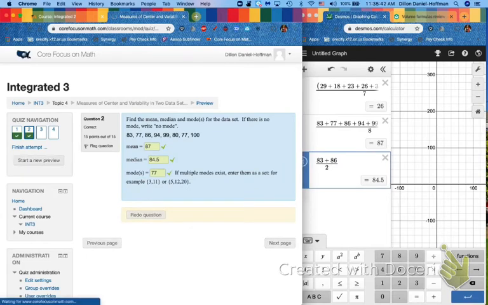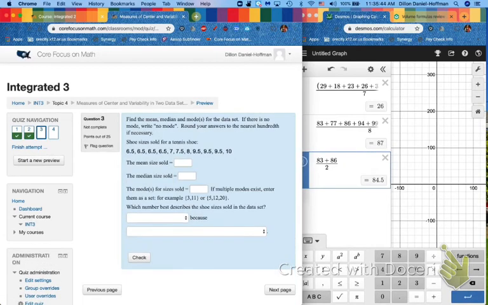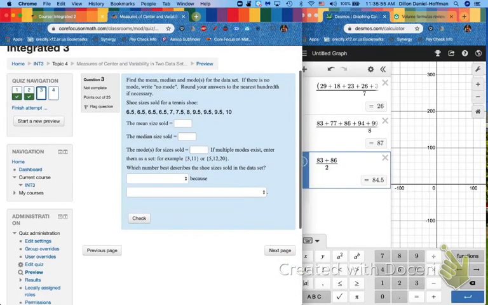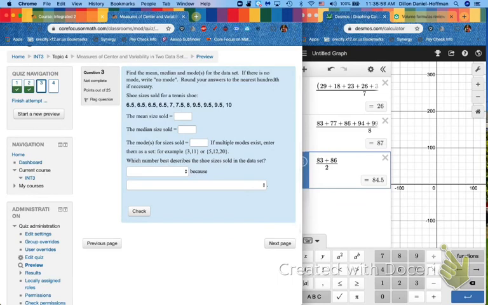The beauty of only 4 problems. Okay, find the mean, median, mode for the data set. If there is no mode, write no mode. Again, we'll have a mode. Round your answer to the nearest hundredth if necessary. Okay, I'll do a little division and decimal review for you after this. But let's start by finding the mode. Which one appears the most? I've got 4 6.5s, which is more than anything else. So again, it's not 6.5 and 9.5 because those appear more than once. It's just 6.5 because it appears the most times.